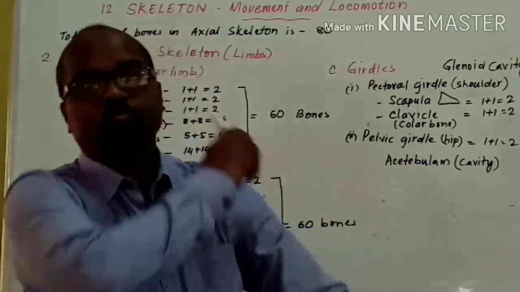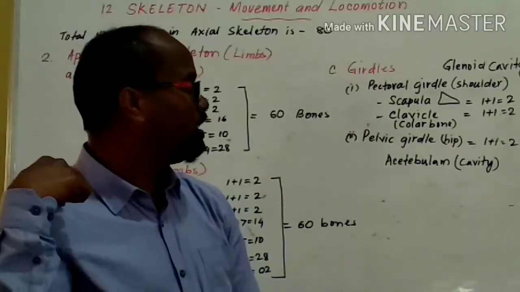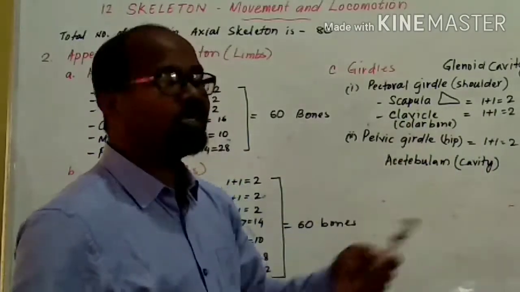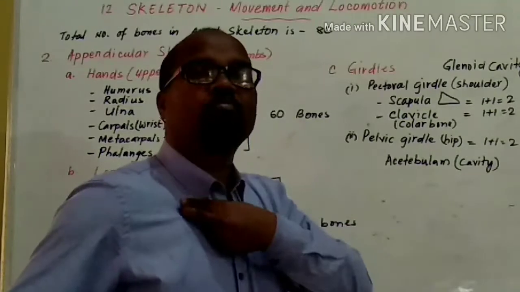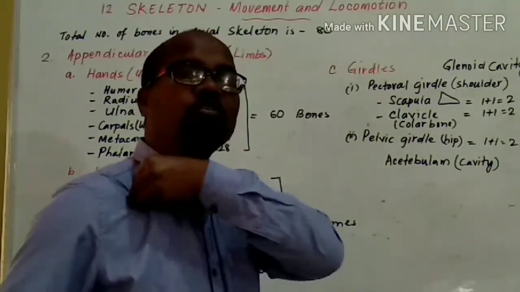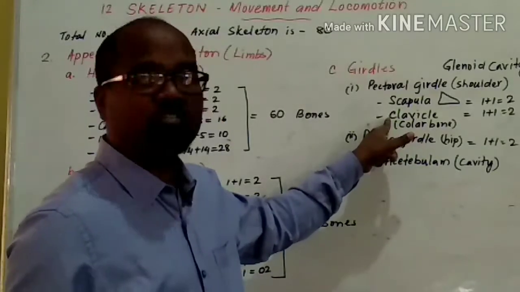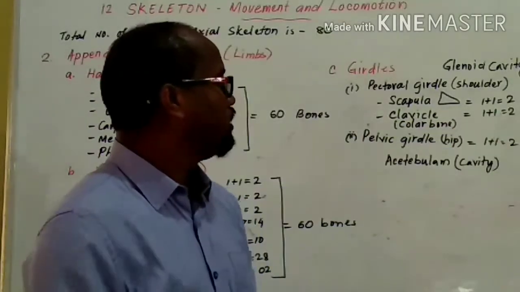So two shoulder, we have this side and right, left and right, two scapula, 1 plus 1. Then clavicle, we have here, you can touch here, collarbone. This is one collarbone here, one more here, left and right. We have collarbone, which is called clavicle, 1 plus 1, 2.